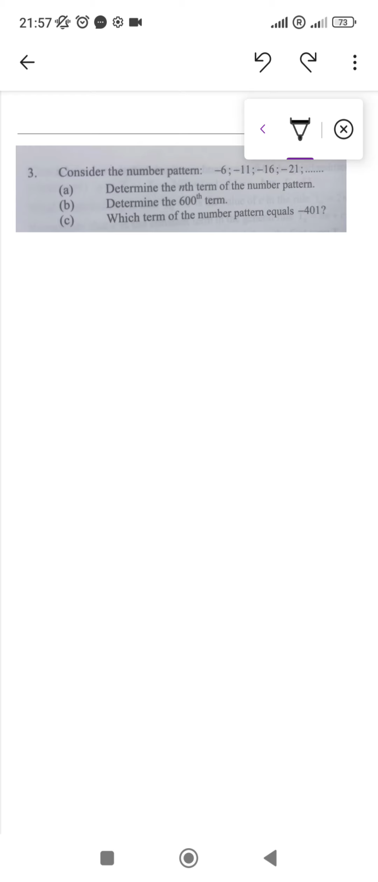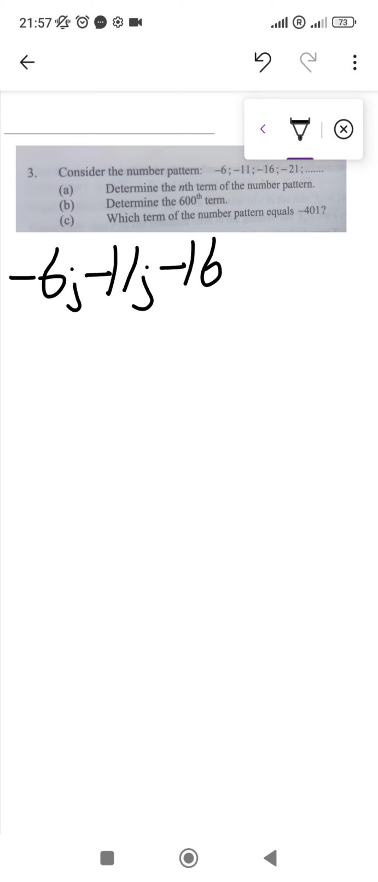So we are going to say, okay, from -6, and -6 is our first term, -11 is our second term, -16 is our third term, and -21 is the fourth one, and obviously this continues. So the first thing we want to do is to identify what kind of pattern that is. In order to do that, we're going to find the difference between terms. Difference refers to minus. So we're going to take our second one, and we are going to subtract our first one.